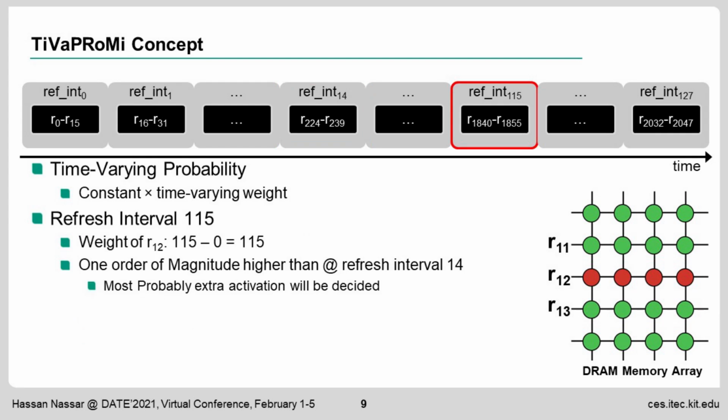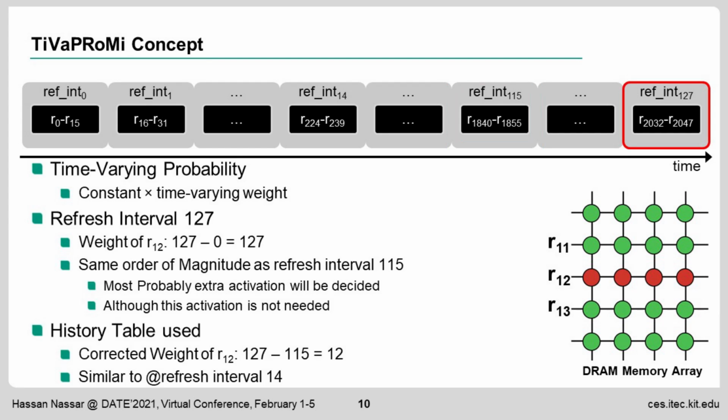activation. Now we move to refresh interval 115. The weight is now higher by one order of magnitude than at refresh interval 14, leading to a higher probability and most probably an extra activation is taken. Then we go to refresh interval 127, assuming that row 12 was activated at refresh interval 115. The weight is still high and an activation is very likely, although it is not needed as it was last activated a couple of intervals ago. This is why we use a history table to store when a row was last extra activated, leading to a corrected weight of 12 and a lower probability.